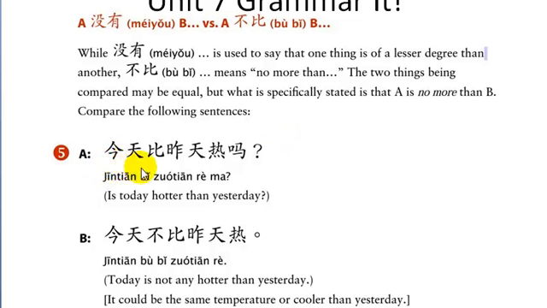We have 今天比昨天热吗? It's a question. Okay, is today hotter than yesterday? And then we have 今天不比昨天热. Today is not any hotter than yesterday. It could be the same or cooler. It's just not hotter.